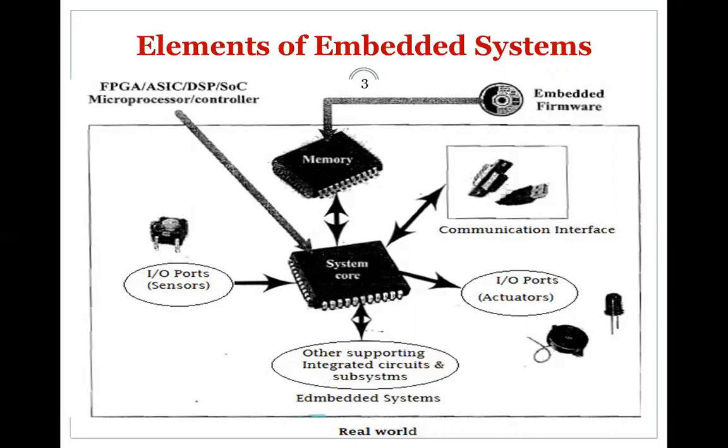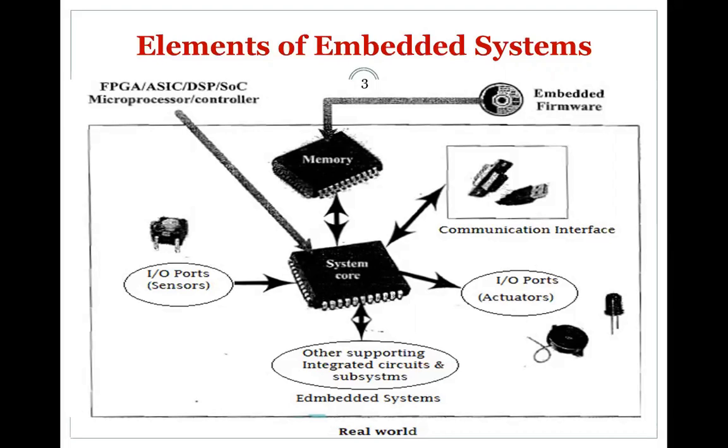A simple toy, if you consider, may consist of a controller. If it is an application like a system on a chip, or if it is an application related to a big complex functionality, then a system on a chip or FPGA can be selected. That is about the core. Now for the core, input-output devices are connected.